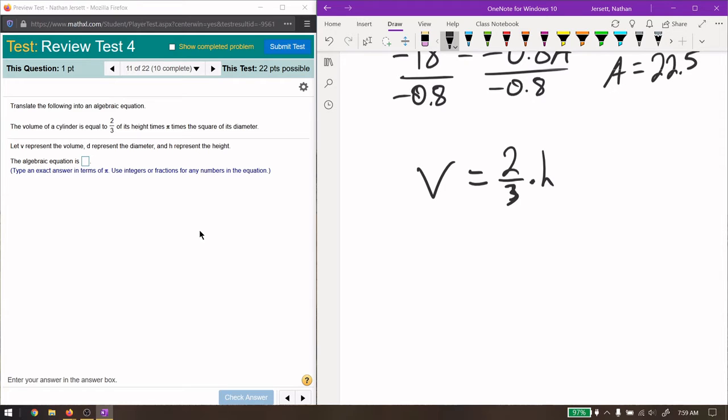And this is times pi, pi being approximately 3.14, and times the square of its diameter. So we have the diameter, and then its square, you just square it.